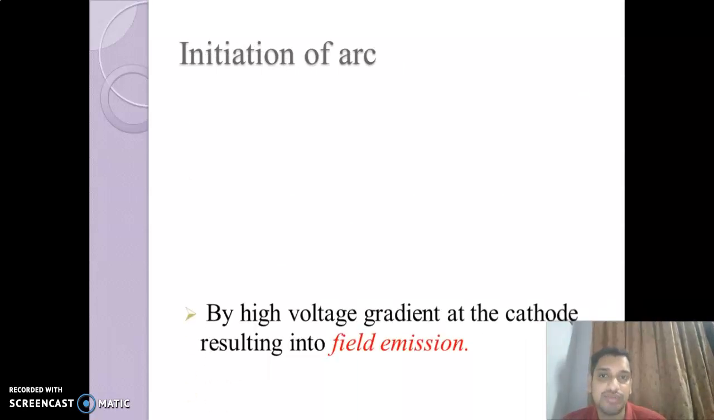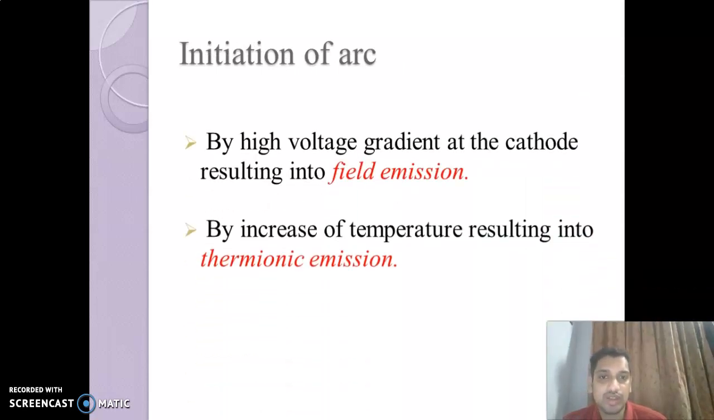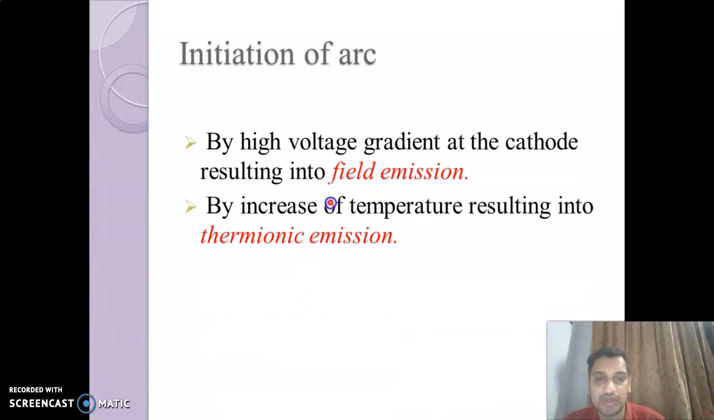So how is the arc formed? There are two principles: one is field emission, the second one is thermionic emission. Field emission is nothing but a high voltage gradient between the contacts. Thermionic emission means an increase of temperature. So these are the causes of initiation of an arc: field emission, which is due to the high voltage, and thermionic emission, which is due to the high temperature.